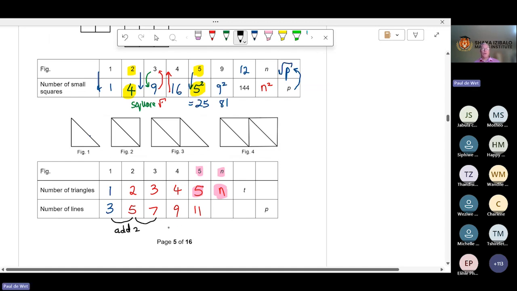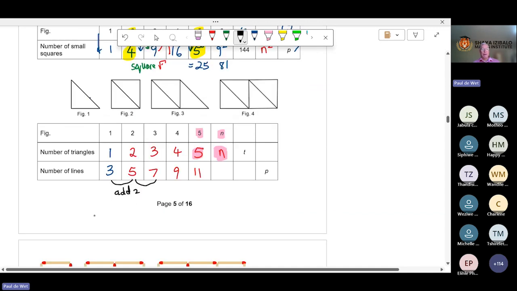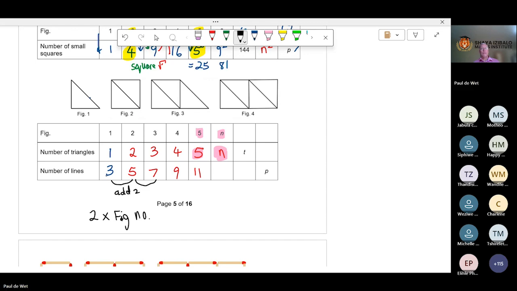Now, if we're adding 2, I'm thinking that maybe we take 2 times the figure number. Let's try that. 2 times the figure number. If we try 2 times 1, we get 2. It looks like we need to add 1. So if we take 2 times the figure number plus 1, let's just see if that's going to work, okay?